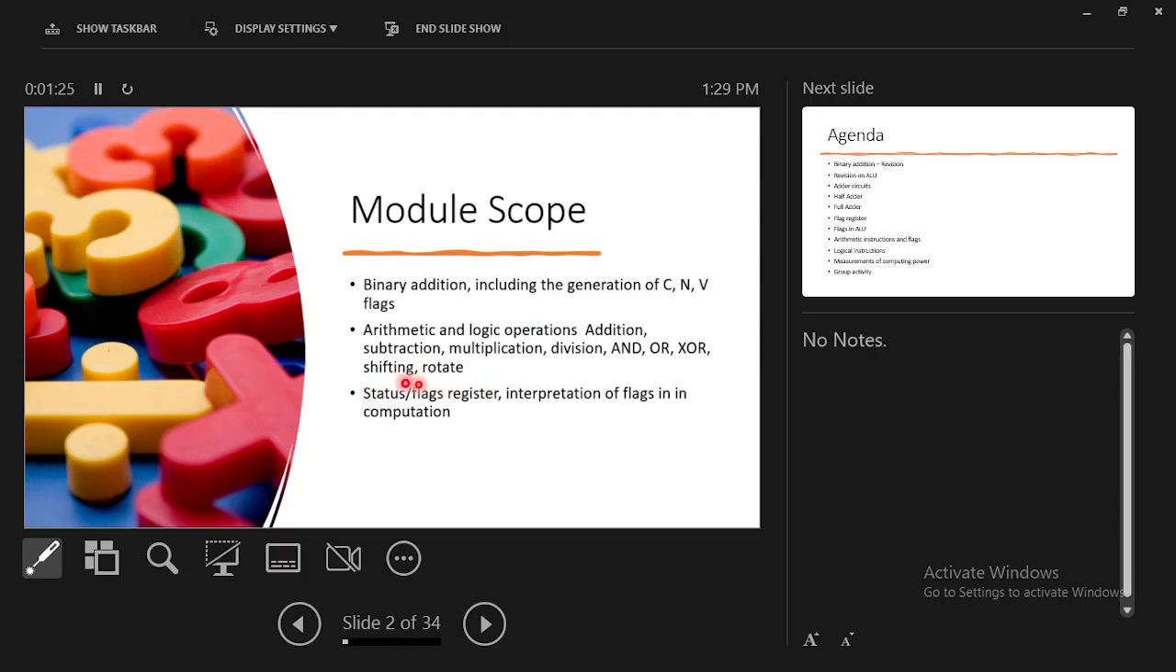Then finally, we are going to discuss status flags, the flag registers such as the CNV flags, and the interpretation of flags in computation. So how these flags work is the major thing that we want to focus on today.